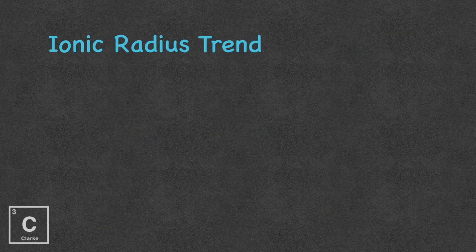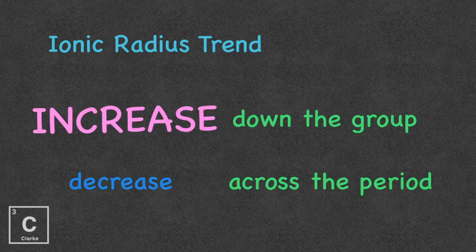But first, let's go ahead and get a definition for ionic radius. Ionic radius is just the size of the ion, just like atomic radius was the size of the atom. And the trend basically stays the same. The ions are going to increase down the group because we're adding those energy levels.